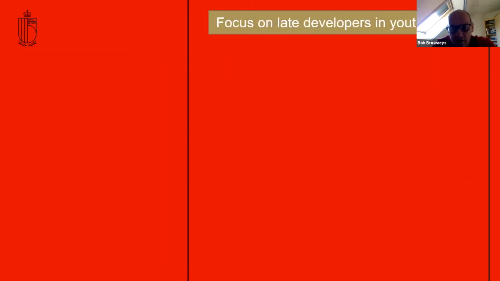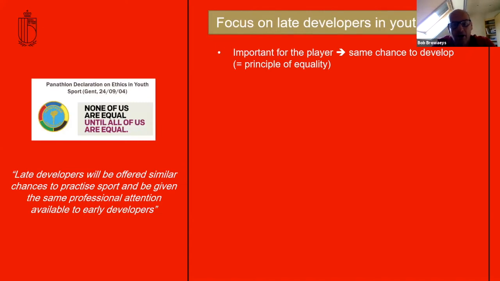So I think we really have to focus on late developers in youth football. The most important is the player. We are working with the player. And I think the reason we have to focus on late developers is because we must give them the same chances as the other players. It's a principle of equality. And I refer here to a fantastic declaration on ethics in youth sports.